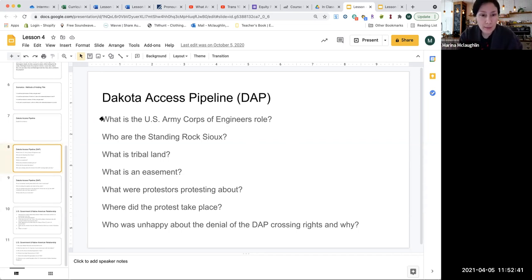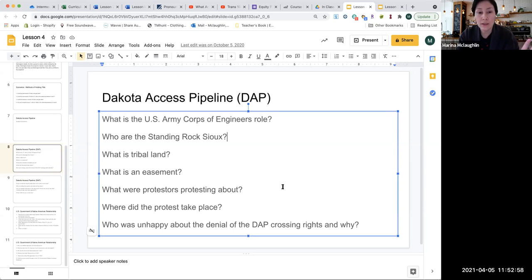But what you can do is look at the question. So the first one says, what is the U.S. Army Corps of Engineers role? If you can figure out which paragraph it's in, then you can take turns reading the paragraph, find the answer, go to the next question. The next question, who are the Standing Rock Sioux? So again, any questions before you go in the groups?